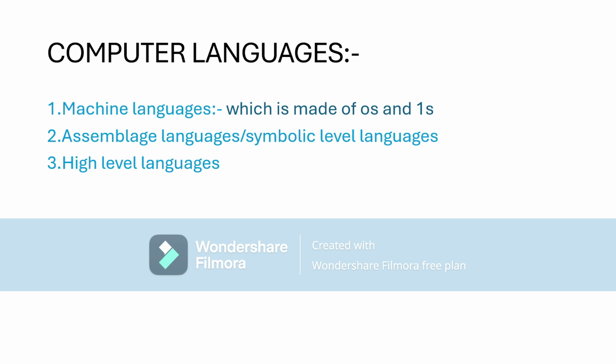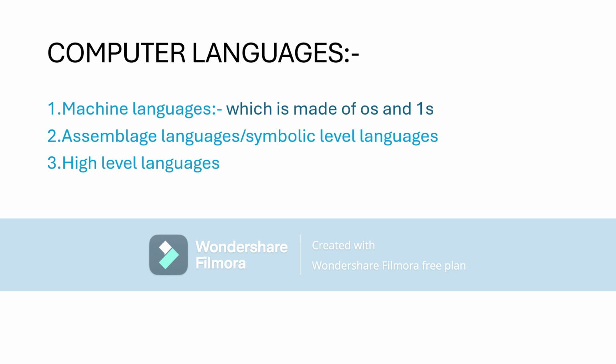Based on how close they are to the computer hardware and human language, computer level languages are divided into three types: machine level languages, assembly or symbolic level languages, and high level languages. The computer can't understand human level languages, so we need one language that the computer can understand.